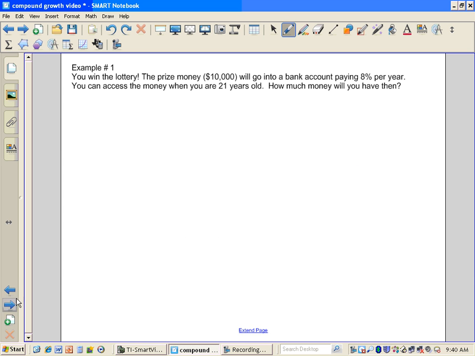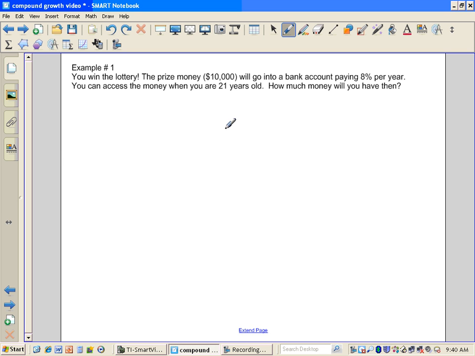Let's look at a couple examples. Example 1, you win the lottery. Yay, the prize money is $10,000. It will go into a bank account paying 8% per year. You can access the money when you're 21 years old. How much money will you have then?